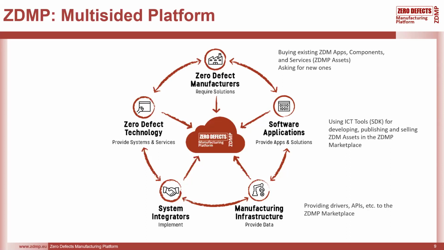Similarly, we have some manufacturing infrastructure organizations, meaning, for example, equipment suppliers or production line parties, or even factory kinds of buildings. You can imagine them as manufacturing infrastructure. And we no doubt need to link to many of those different devices, and so they need device drivers and APIs, etc. And again, they can be on the marketplace.